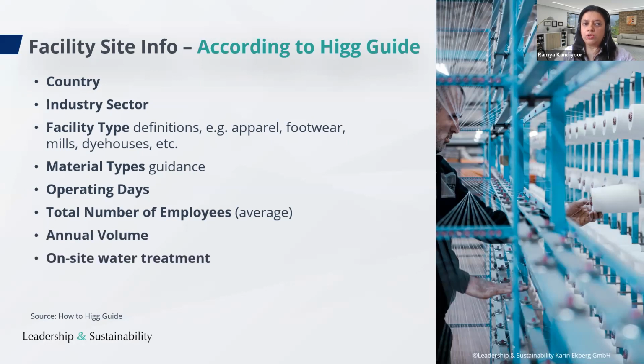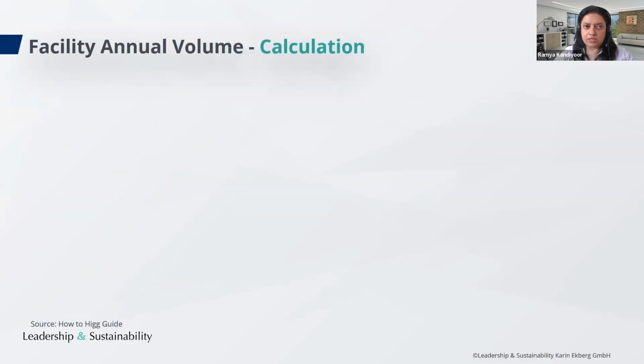You would also be required to report annual volume on the platform. If you have on-site water treatment, you would be required to indicate that, and also any industry sustainability programs and partnerships that you have. Maybe you have an Oeko-Tex STeP certification, or a Bluesign certification. All of that you will be able to report in the platform, saying that you have these other engagements as well. So this is with regard to some of the questions that are asked.